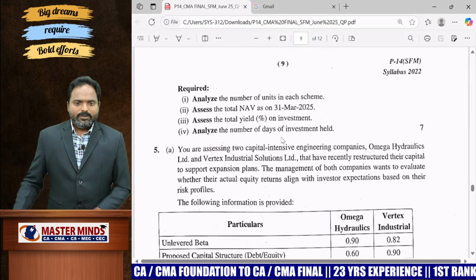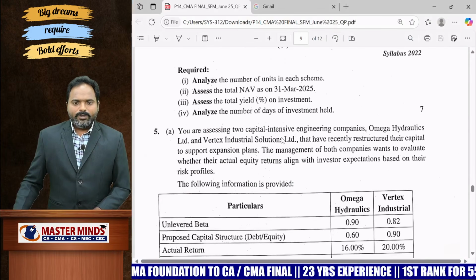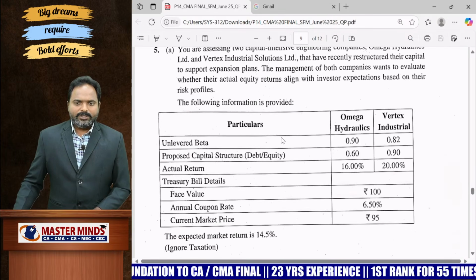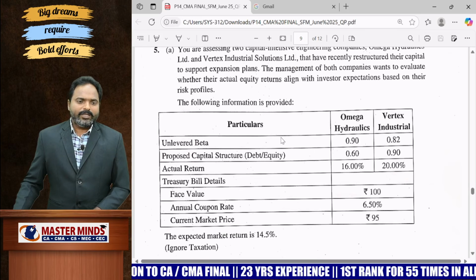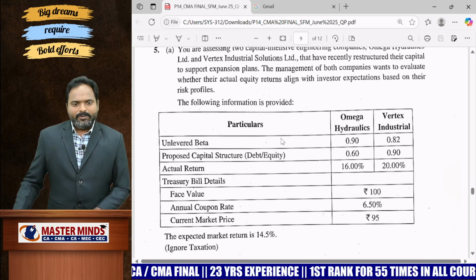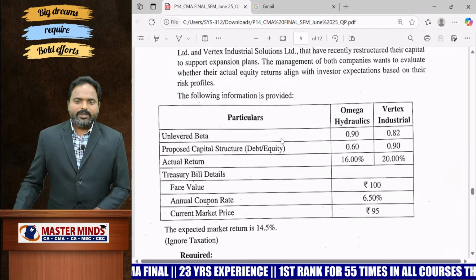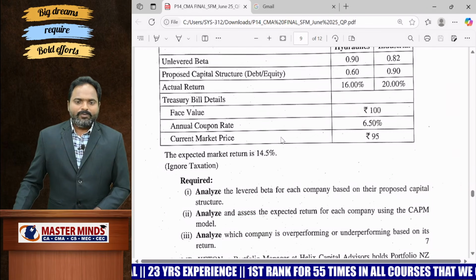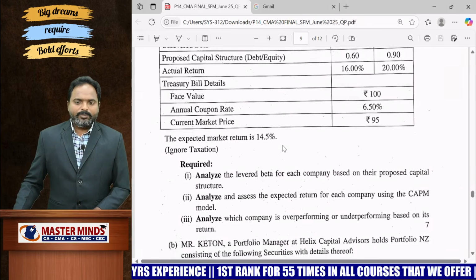So next, question number 5A, Capital Intensive Engineering. See, this one is only a little bit difficult in portfolio management. Unlevered beta and levered beta, already the concept is discussed, but they are giving a comprehensive problem on levered beta as well as your CAPM, everything they are adding.